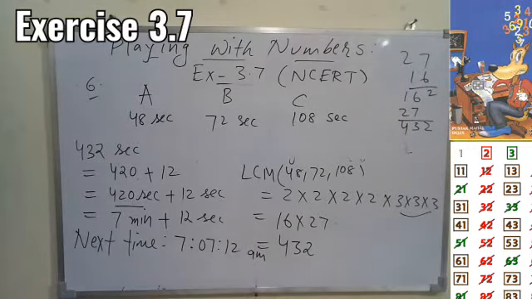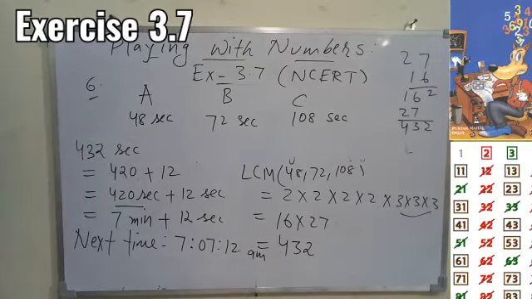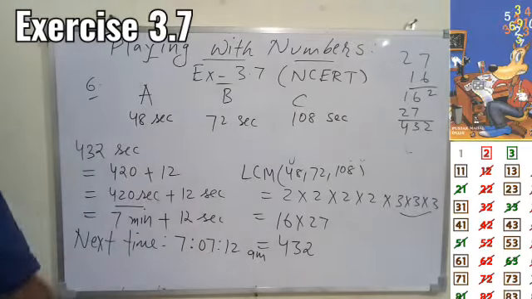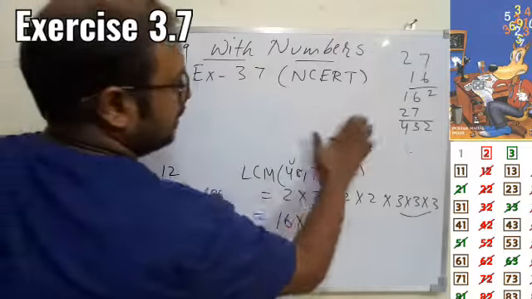So overall we just found the LCM of all three, and then we converted the seconds into minutes, because it has to be added to 7 am, so we added 7 minutes 12 seconds. So this is the exact time they will change the signal together. I hope you understood this question also.